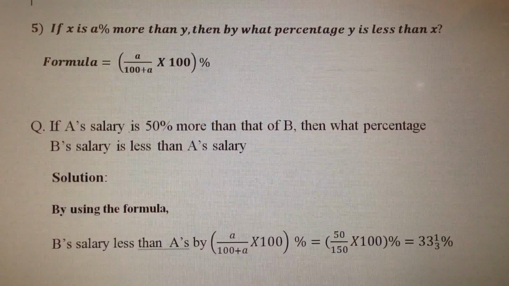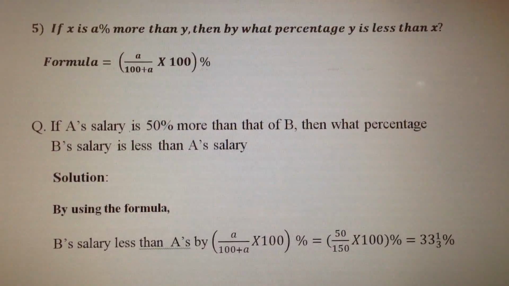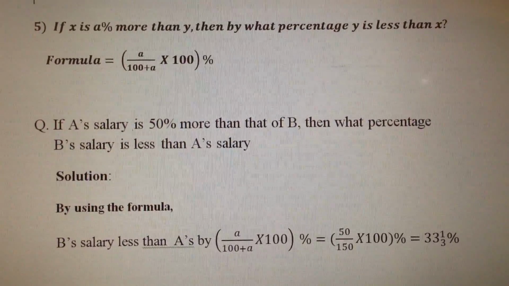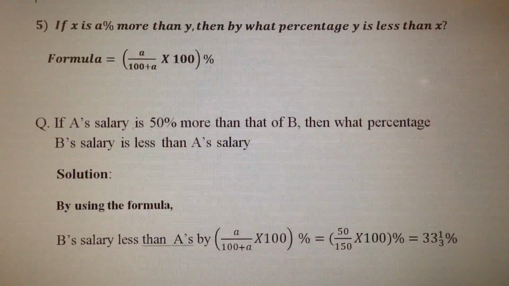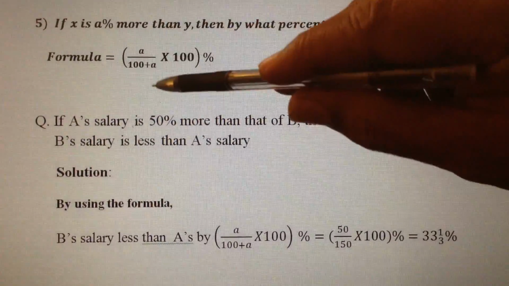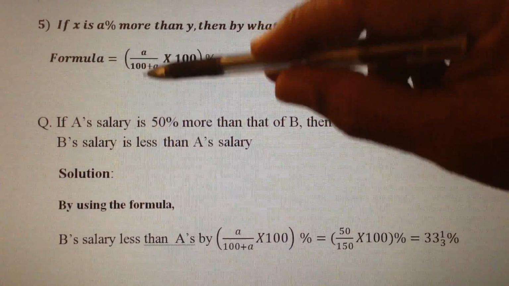Traditionally, how do you solve this one? We have to assume y as 100 and then x becomes 100 plus a. And so step by step procedures you have to solve this question. But there is a straight away formula to solve this one. The formula is a by (100 plus a) into 100 percentage, where a is the given percentage.